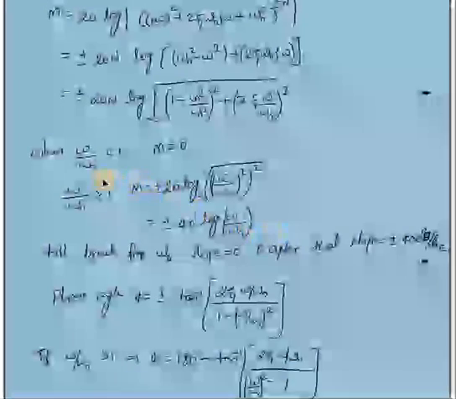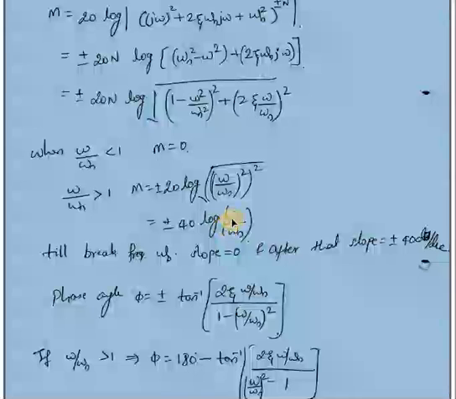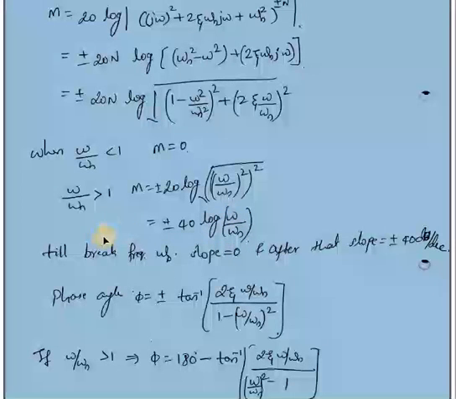Here, when this omega by omega n is less than 1, the magnitude will be 0. If it is greater than 1, the magnitude will be plus or minus 20 log root of (omega by omega n) whole square and again square. So you will get it as plus or minus 40 log of omega by omega n. That means till the break frequency omega b, the slope will be 0. After that, the slope will be plus or minus 40 decibel per decade.